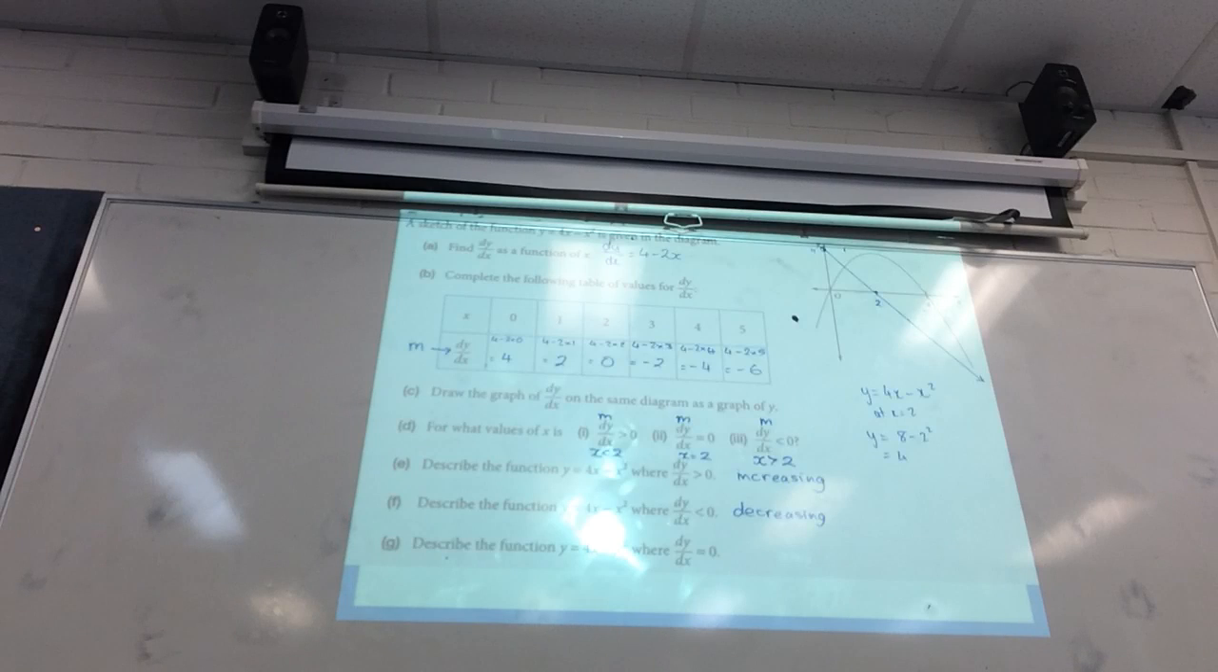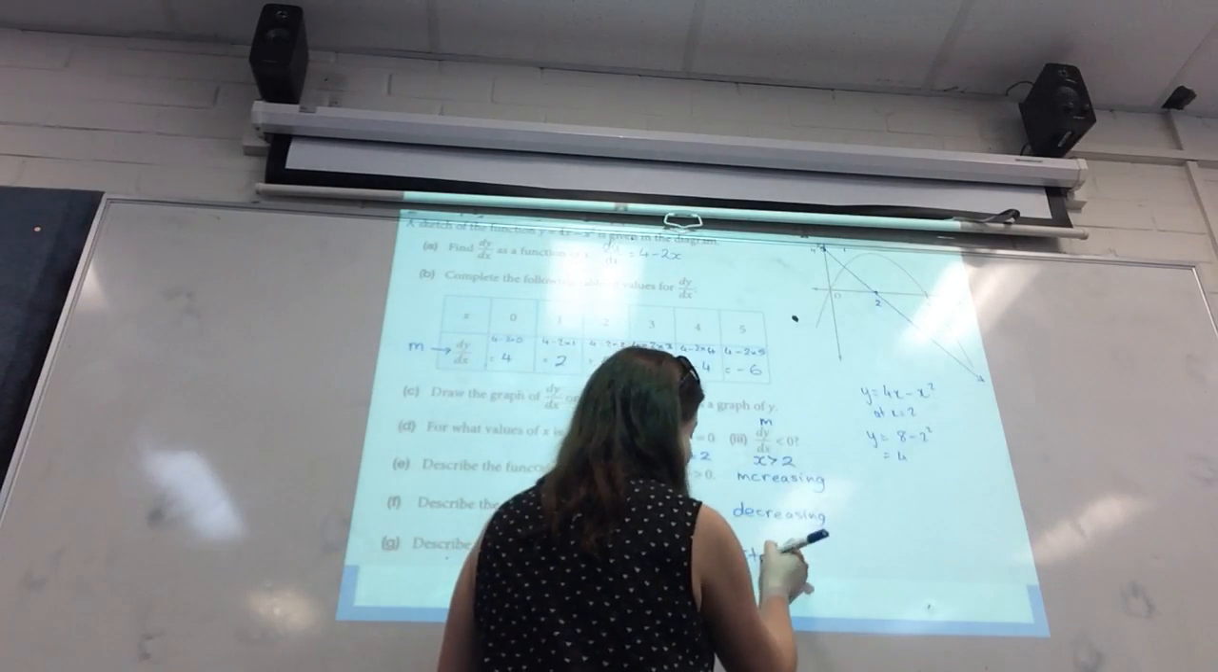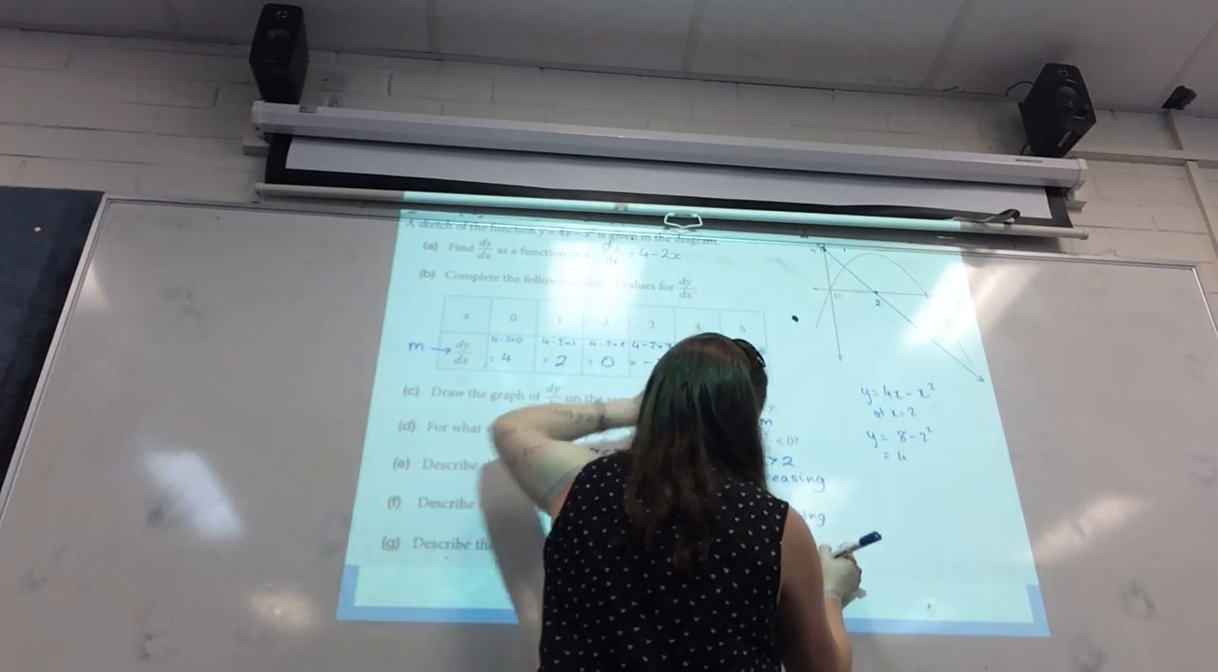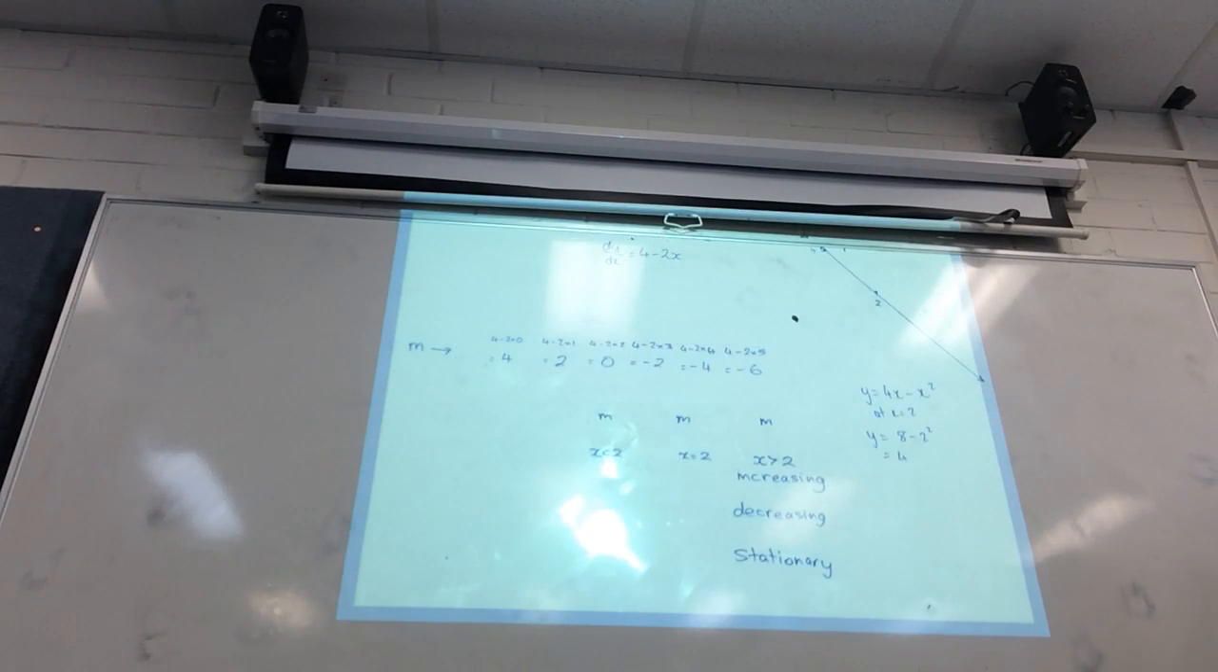What happens when the first derivative is 0? It's stationary. Okay, we say it's stationary. So that's your turning point. I think I left this slide to complete that question, but that was not necessary.